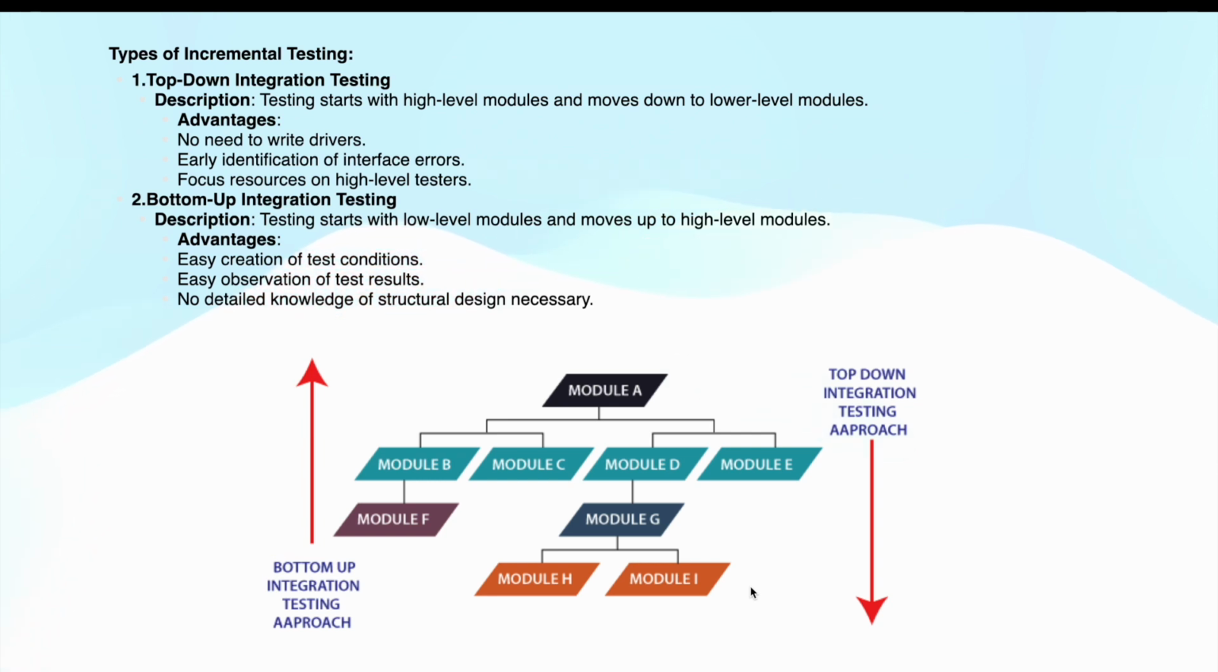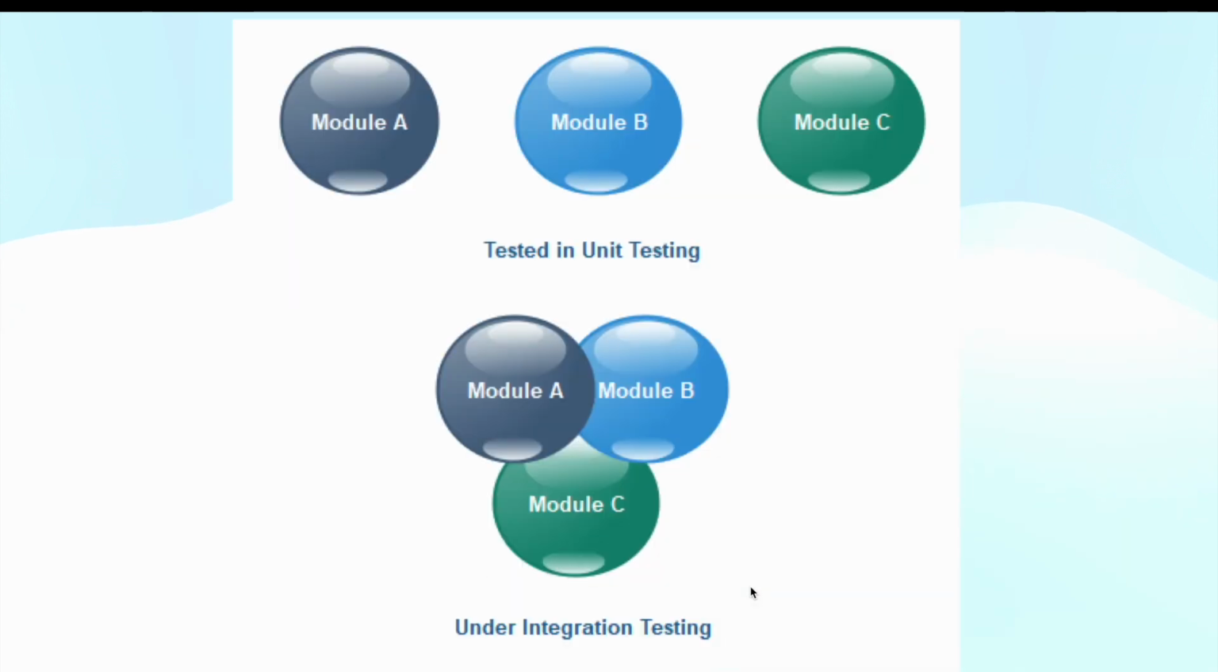As you can see in the diagram below, there are modules A, B, C, D, E, F, G, H and I. So modules H and I are at the bottom. In bottom-up integration testing, they will start from modules H, I, then go to F, G, then B, C, D, E, and at the end A. But in top-down integration testing, they will first check A, then go to B, C, D, E, and last they will go to F, G, H and I.